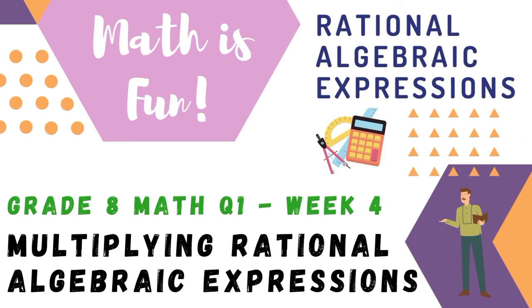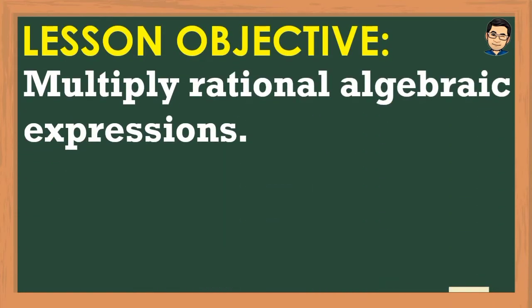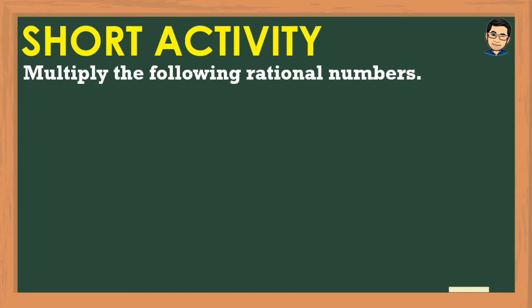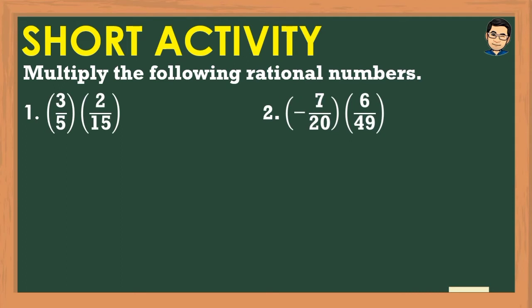So let's start. So for our lesson objective, of course, we will be multiplying rational algebraic expressions. So let's have a short activity. Multiply the following rational numbers. As you can see, yung ating mga given ay mga fractions. It's because fractions are considered as rational numbers because they can be written in the form of a over b, wherein b should not be equal to 0.